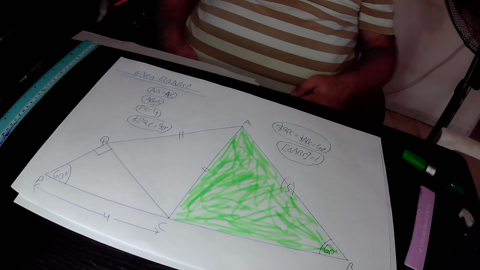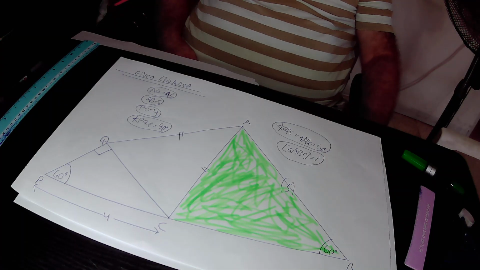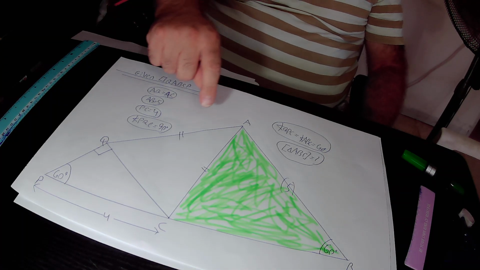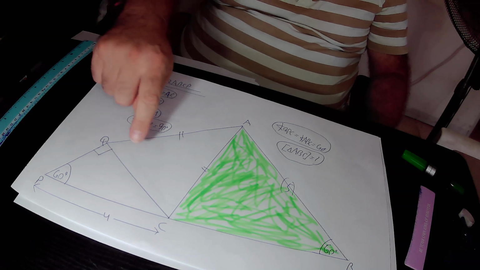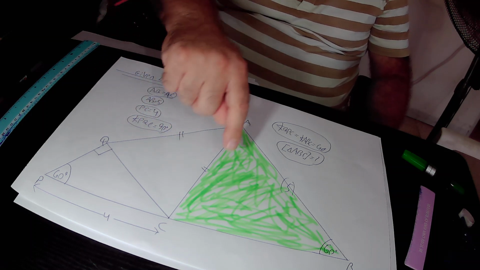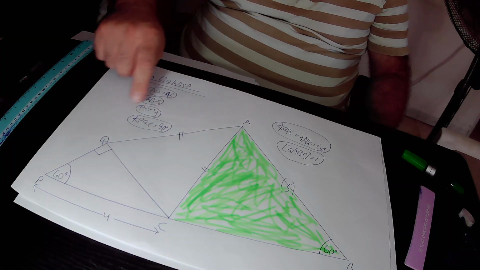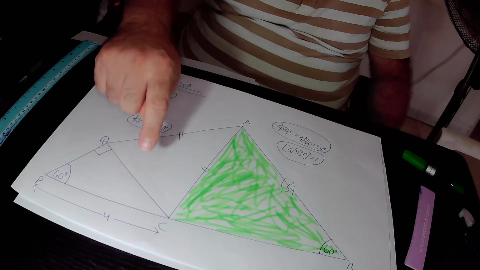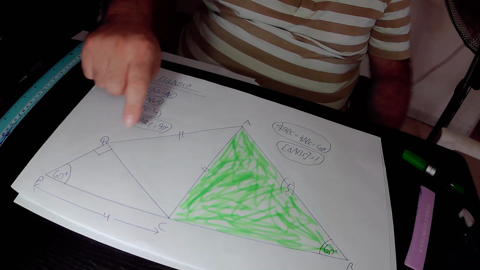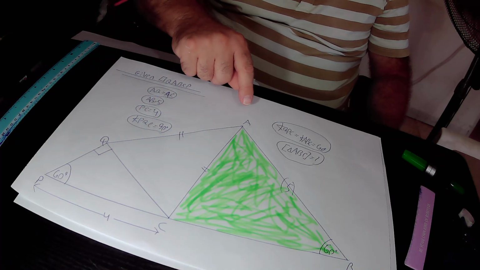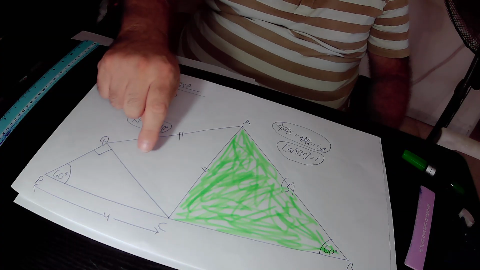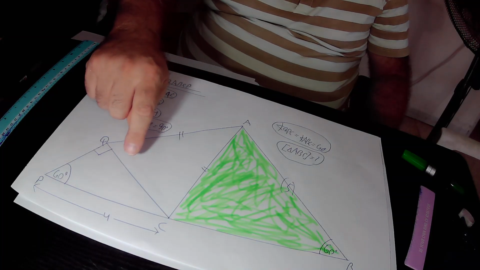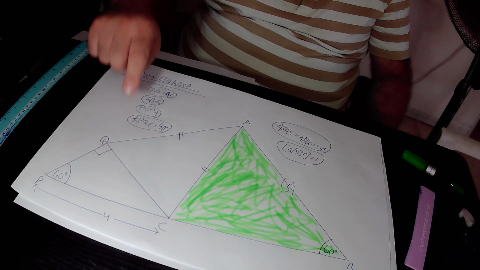So first of all, we will do a construction. That is to say, from point A, we will draw a perpendicular on the base QC of the isosceles triangle, triangle ACQ. Again, triangle ACQ is an isosceles triangle because AQ equals AC. QC is the base of triangle ACQ. So from the vertex A, we will draw a perpendicular on the base QC.